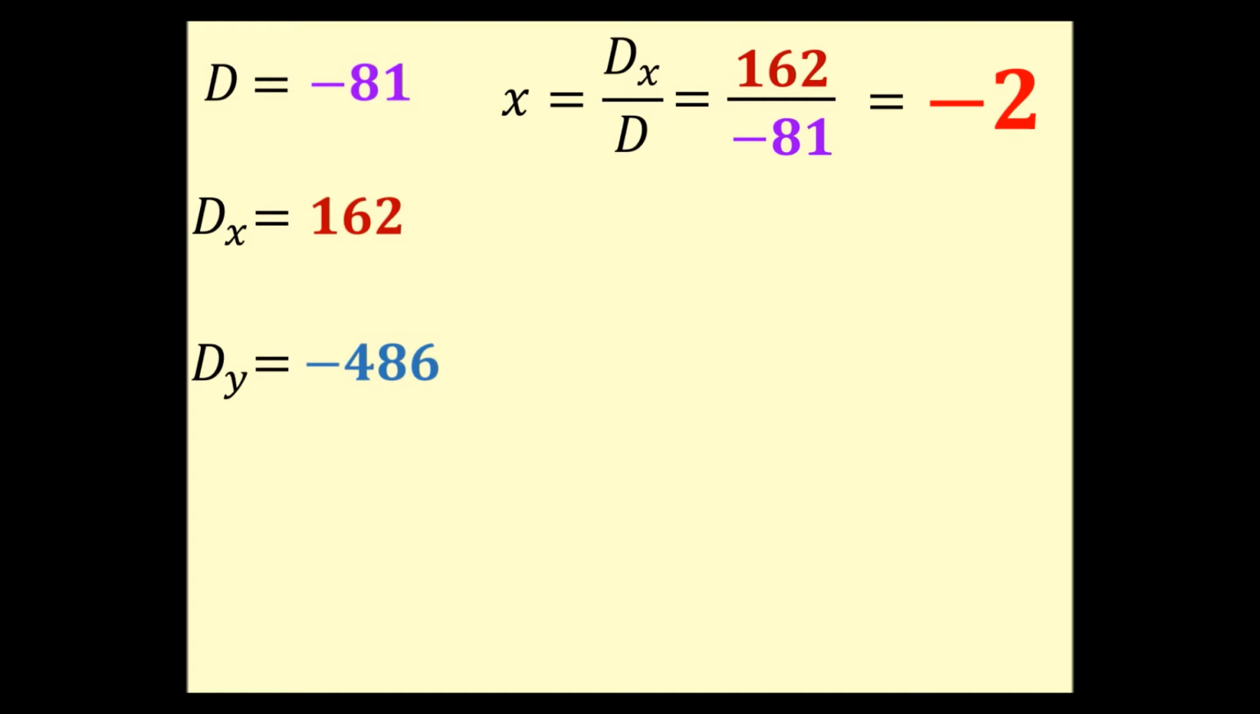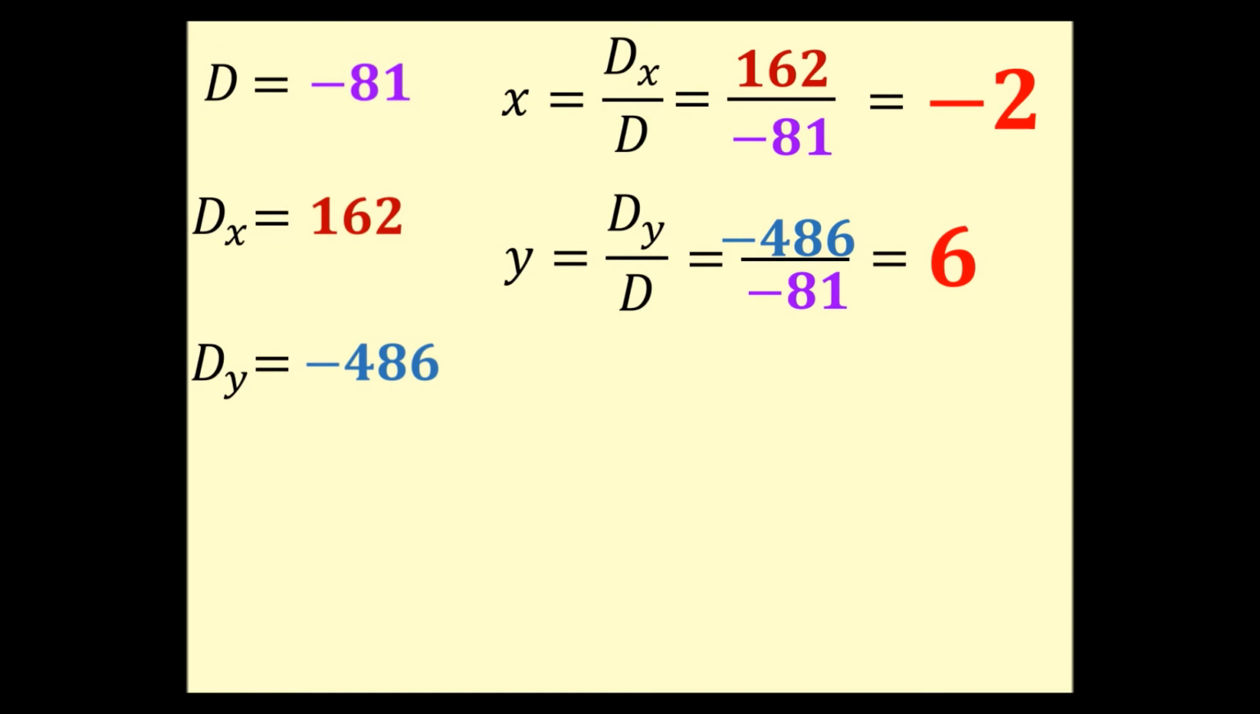Let's use those determinants to find a solution. To find x, we divide D sub x by D. Substituting, 162 divided by negative 81 gives us negative 2. To find y, we divide D sub y by D. Substituting, negative 486 divided by negative 81 gives us 6. Our solution is x equals negative 2, y equals 6.